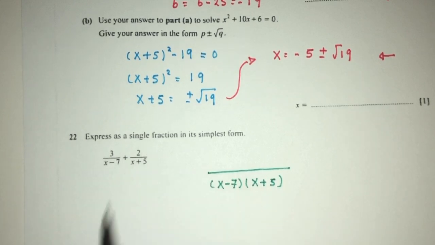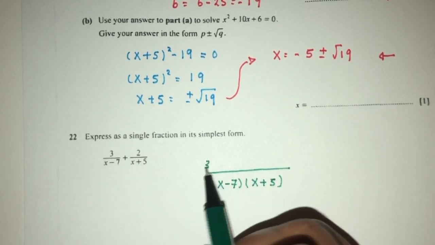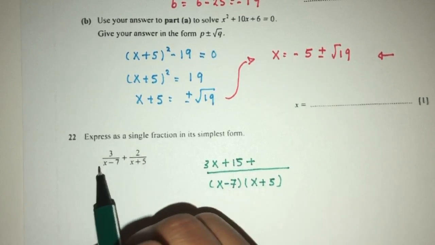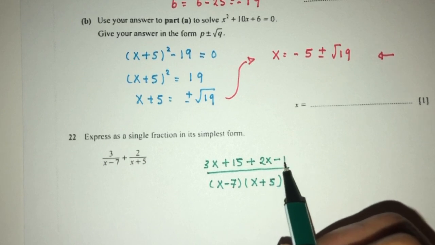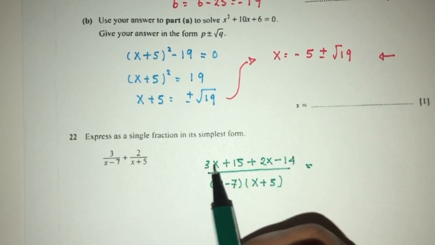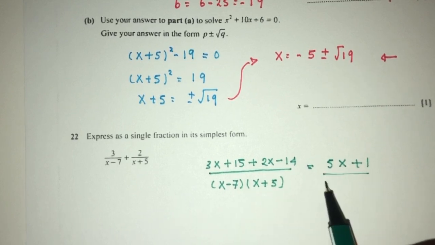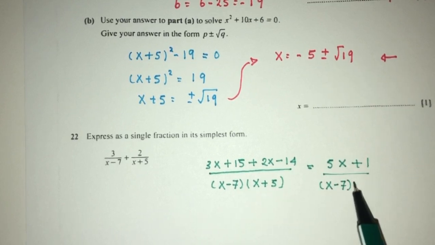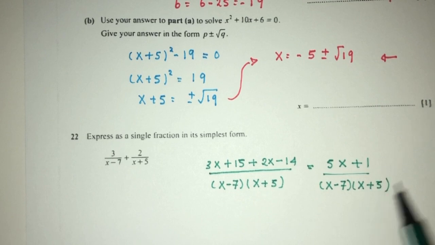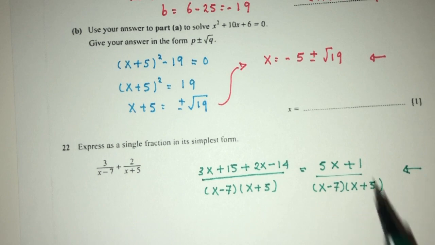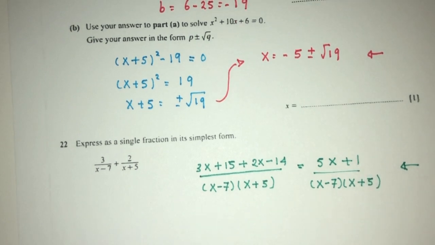Then we cross multiply. So here we have 3 times this will be 3x plus 15. Here we have plus 2 times this will be 2x minus 14. That'll be 3 plus 2 will be 5x. This will be plus 1 over this value. Okay, you don't need to expand. If you want to, you can do that, but you don't need to. You just have to simplify the top. That'll be question number 22.